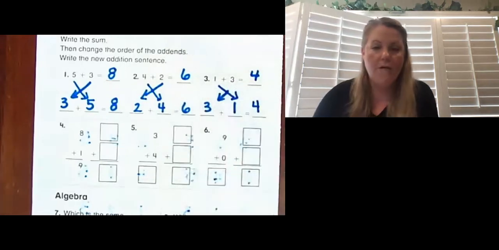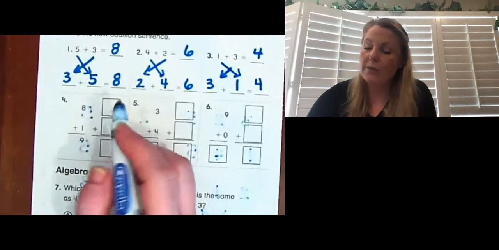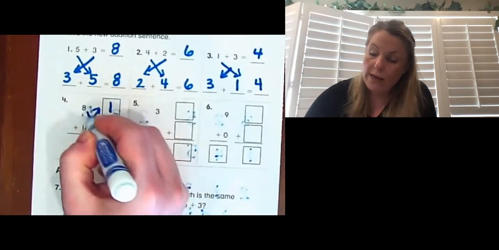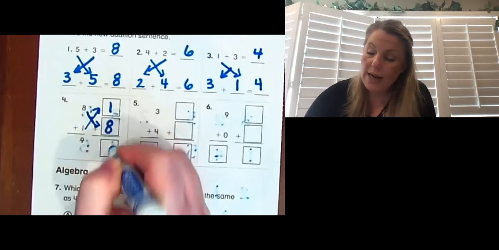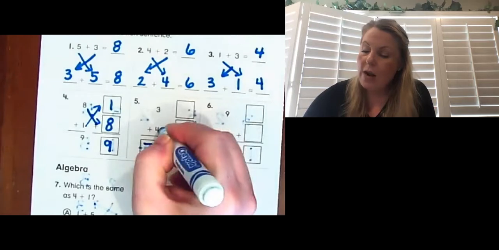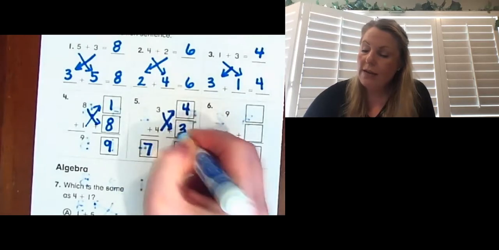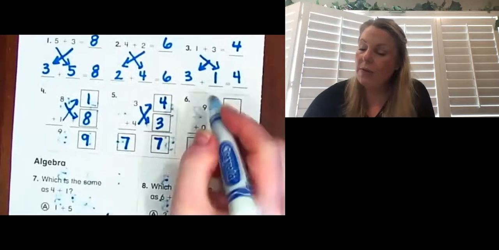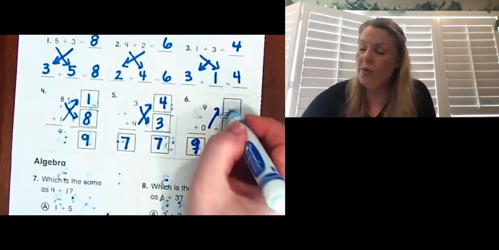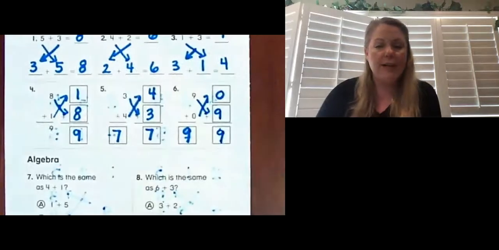Commutative property. So fun. Now we're going to do it vertical. 8 plus 1 is 9. So that means we're going to bring it up. 1's going to come here, 8's going to come here, and the answer is 9. 3 plus 4 is 7. And now we're going to do commutative property. 4 plus 3 is 7. And last one, 9 plus 0 is 9. We're going to switch that order. 0 plus 9 is 9. Pretty easy, huh?